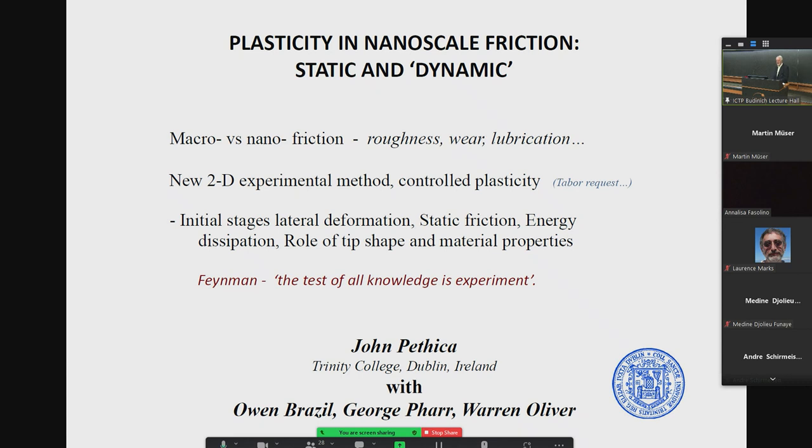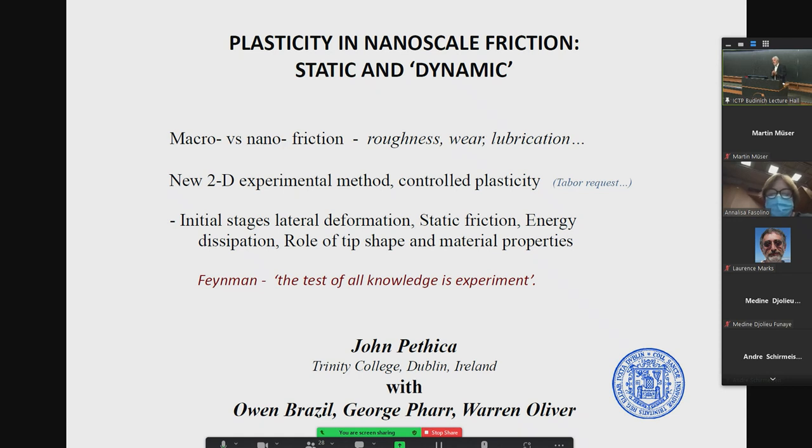So what I'm going to discuss is the elliptical stages of lateral deformation, static friction, which we'll see, energy dissipation, and the tip shape and material properties when you have a system where you know you have some plastic deformation. So this is different from these systems where you just have purely elastic or no deformation change, which is typically the case for atomic force microscopy work.